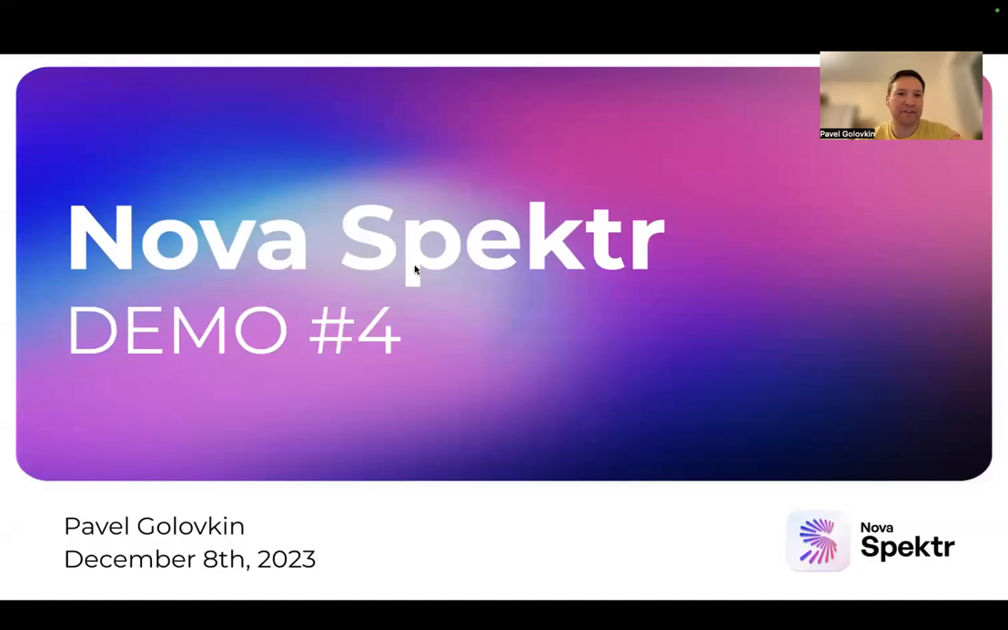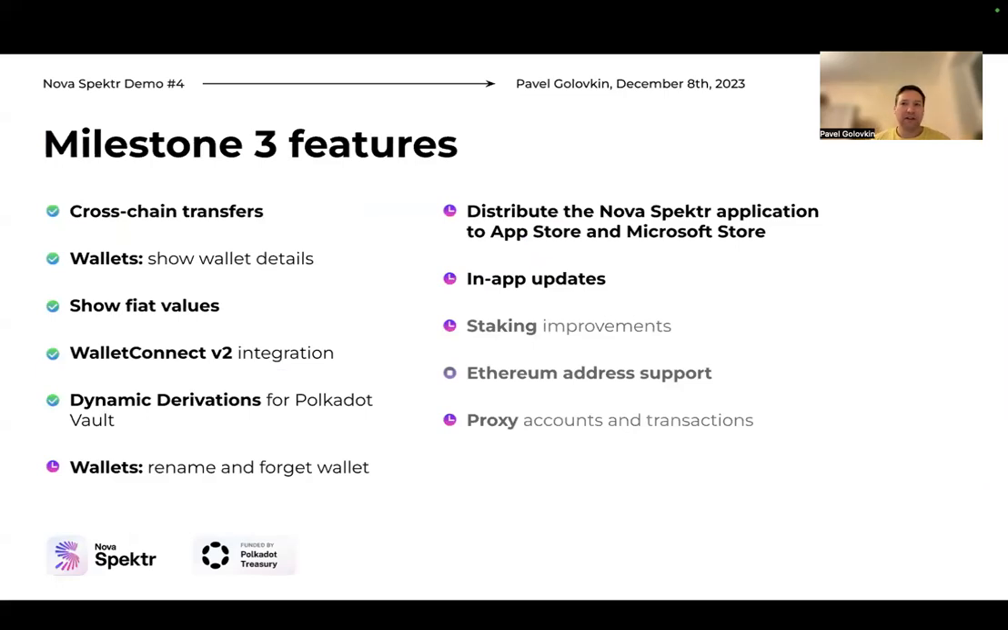Okay, so Nova Spektr demo 4. And let me share the updates that we have in the milestone. We are continuing to work on wallets improvement for rename and forget, and on application distribution and updates. And we also started working on staking improvements and proxy accounts and transactions. And the dynamic derivation system is almost complete, and we are going to release it for everyone next week.